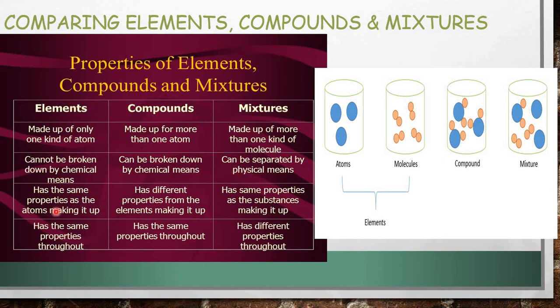Elements have the same properties as the atoms making them up. Compounds have different properties from the elements making them up. A mixture has the same properties as the substances making it up. Elements have the same properties throughout. A compound has the same properties throughout also. But for a mixture, because you have different types of gas, different types of liquid mixing together, they will have different properties throughout. So please memorize and understand the difference between elements, compounds, and mixtures.